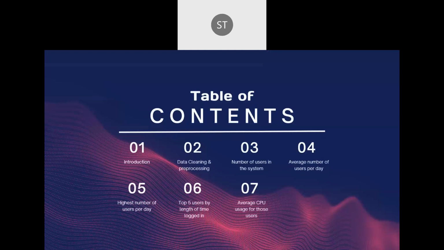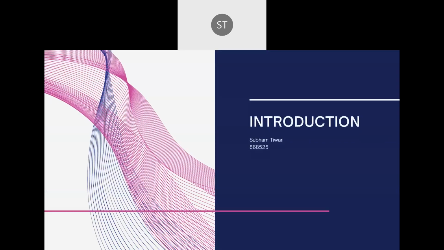As you can see on the screen, it's just a table of contents which has data cleaning, preprocessing, and answering a few questions about the analysis: how many users were in the system, average number of users per day, highest number of users per day, top 5 users by length of time logged in, and average CPU usage of those users.